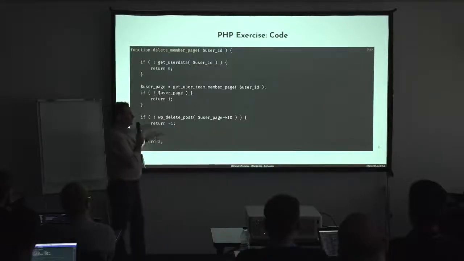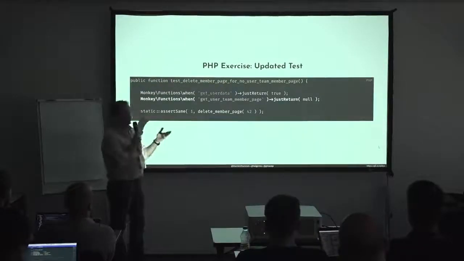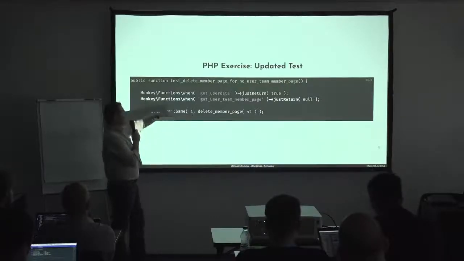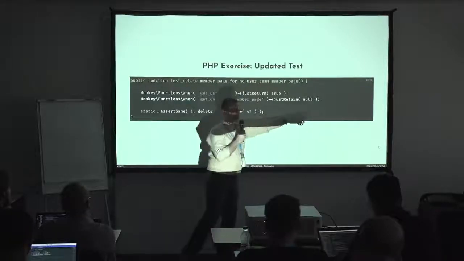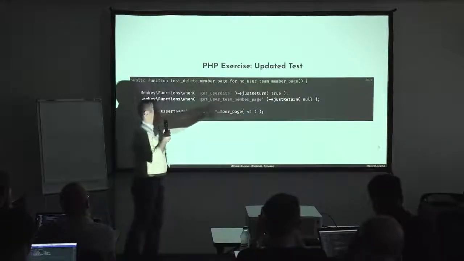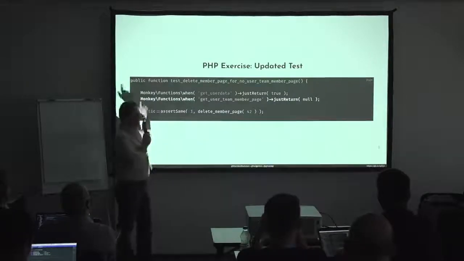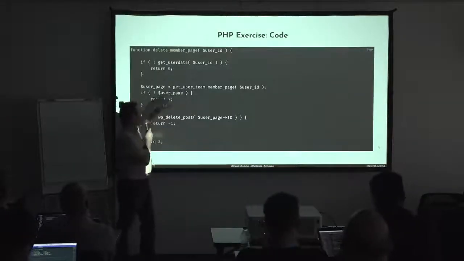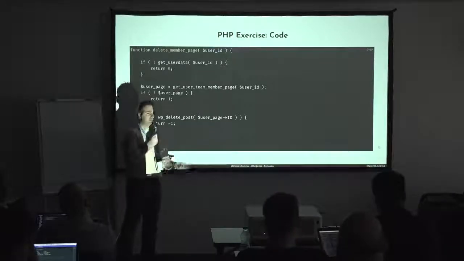What we need to do is tell the test that when this function is called, we should return null. At that point, if this function just returns null, then this assertion will be true. Because if we go back to the production code, when this function returns null, this condition is met, and so return one is met. So this is about mocking.